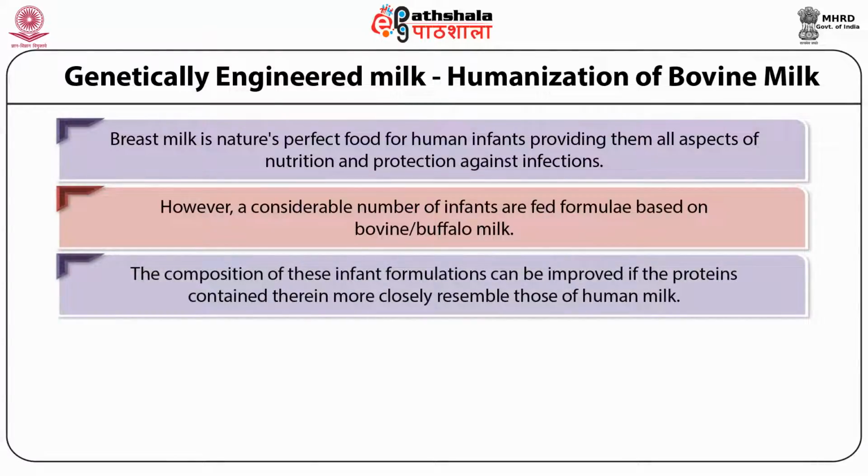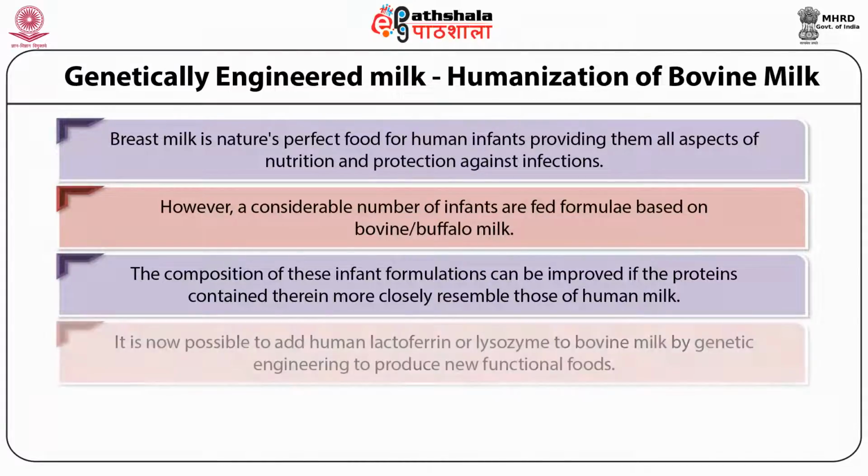The composition of these infant formulations can also be improved if the proteins contained therein more closely resemble those of human milk. It is now possible to add human lactoferrin or lysozyme to the bovine milk by genetic engineering to produce new functional foods. There is always the possibility of incorporating many proteins or enzymes with the help of biotechnological tools, which will not only improve the value of the product, but also be very helpful for the baby's growth.